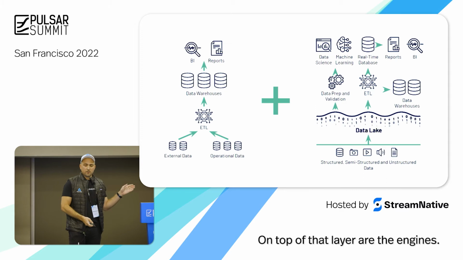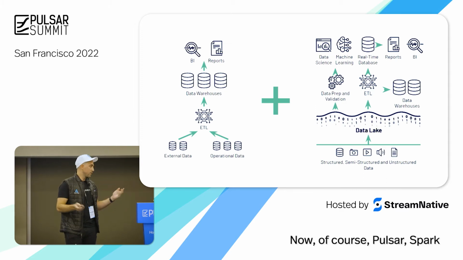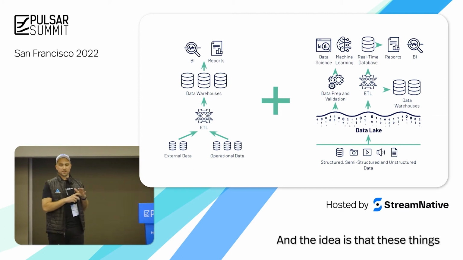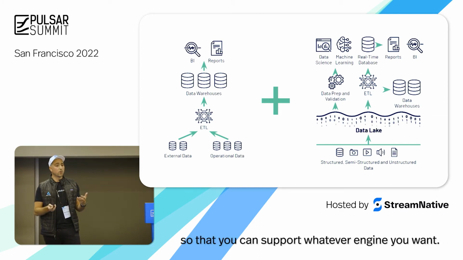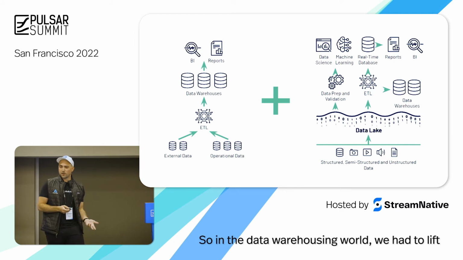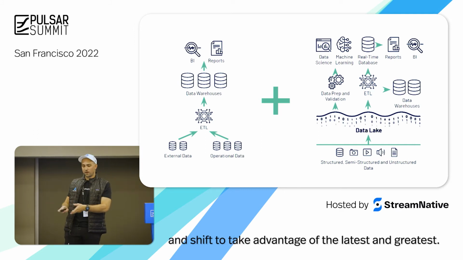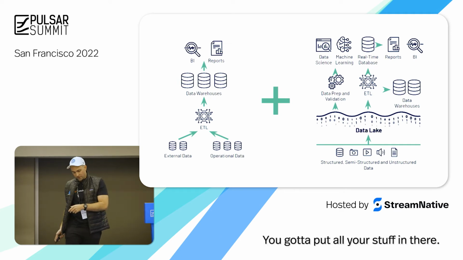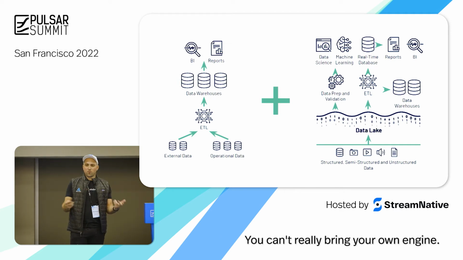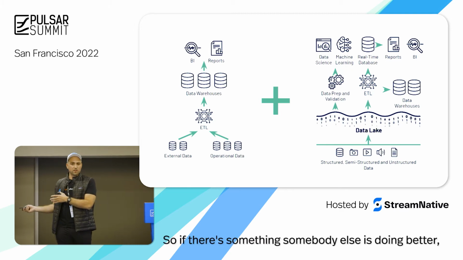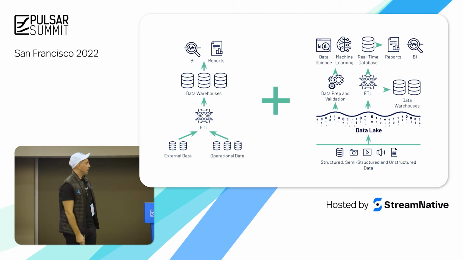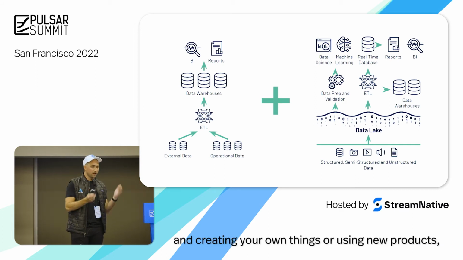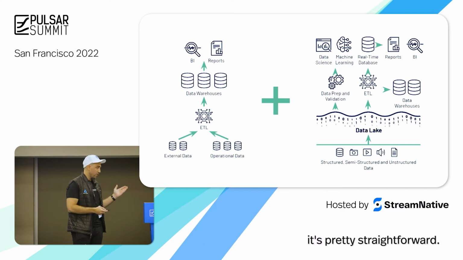On top of that layer are the engines. Now, of course, Presto, Spark, Flink, on and on and on. And the idea is that these things are completely decoupled so that you can support whatever engine you want. So in the data warehousing world, where you had to lift and shift to take advantage of the latest and greatest, for instance, Snowflake. Snowflake's great. You got to put all your stuff in there. You can't really bring your own engine. So if there's something somebody else is doing better, you're kind of stuck. In this architecture, you can bring your own engine, whatever it might be. So if you're innovating and creating your own things or using new products, it's pretty straightforward.